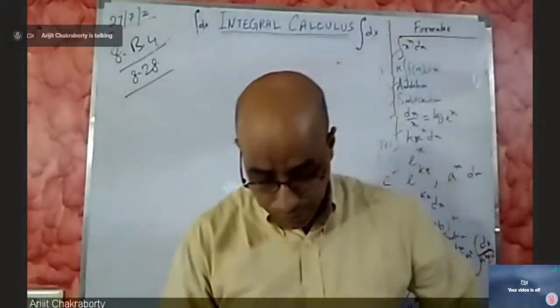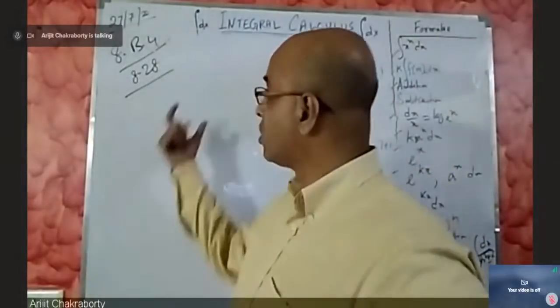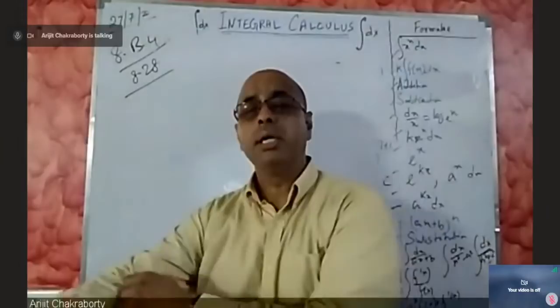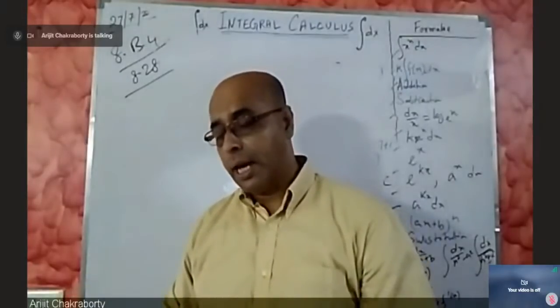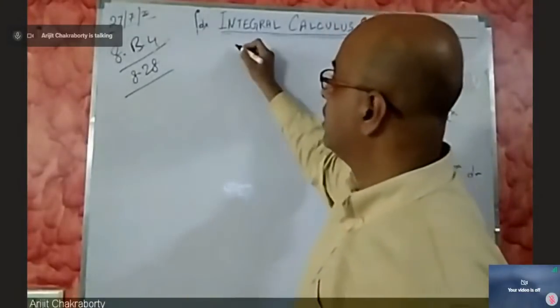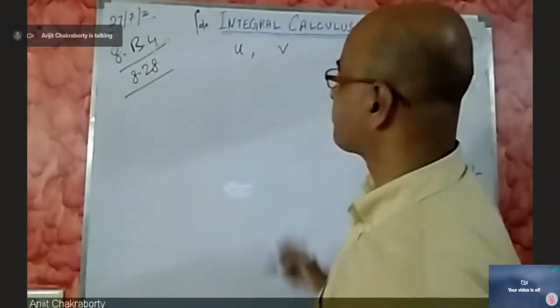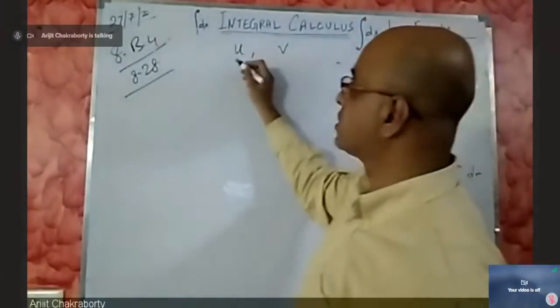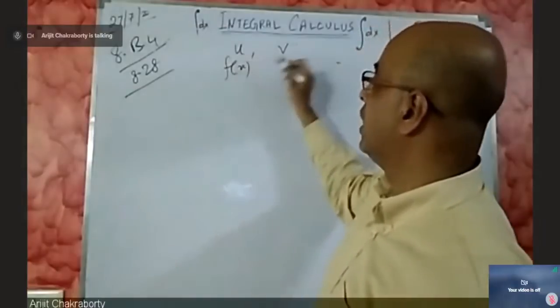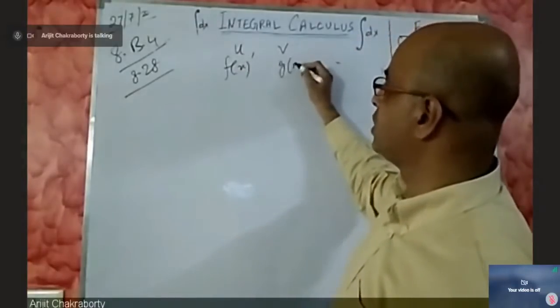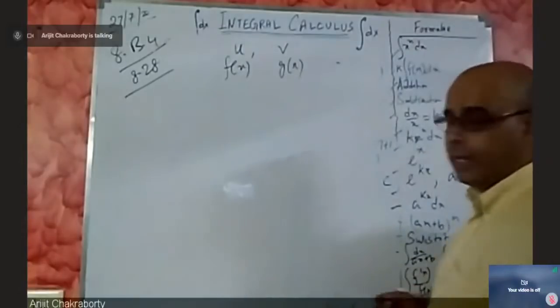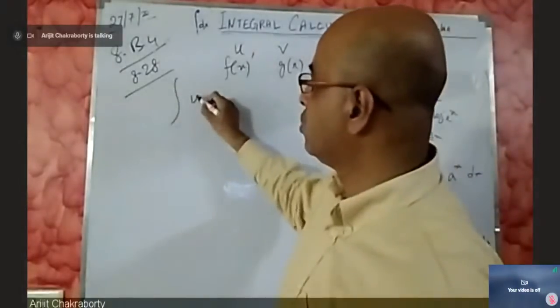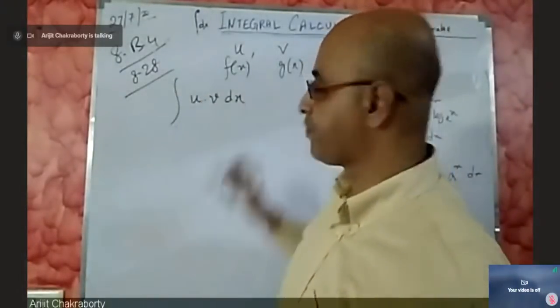Now in this case, of course, it's a product of two functions. So I'll be taking two functions and I will call them u and v. Okay, so u is a function of x, let it be f(x), and v is a function of x, let it be g(x). Now we have to calculate the integral of u into v dx.